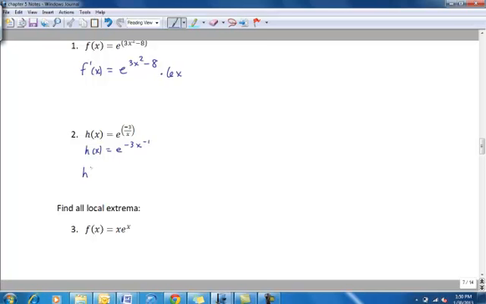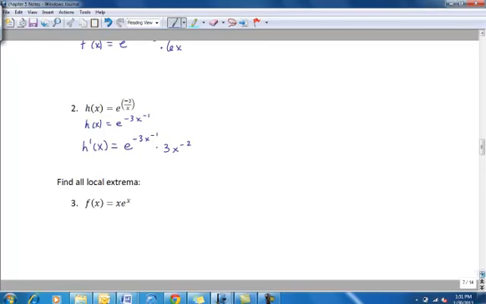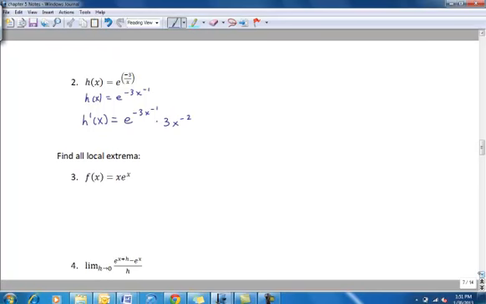Okay, so h prime is equal to e to the u times u prime. So u prime would be positive 3 times x to the negative 2. All right, so let's do some applications of this from some old stuff that we've done.